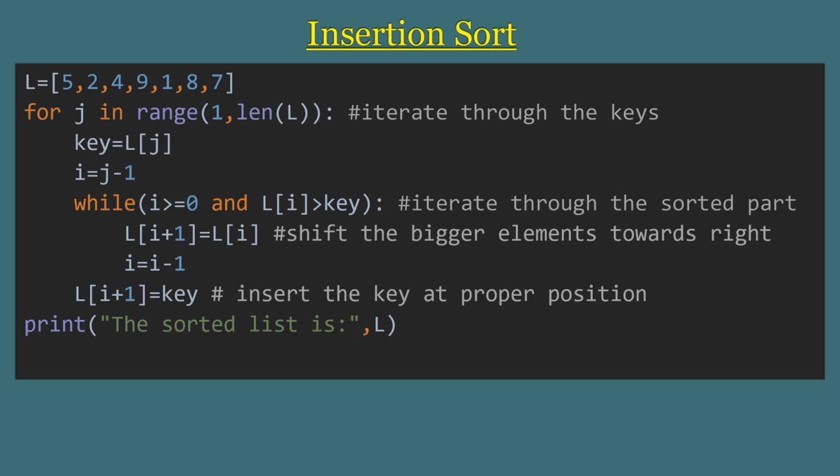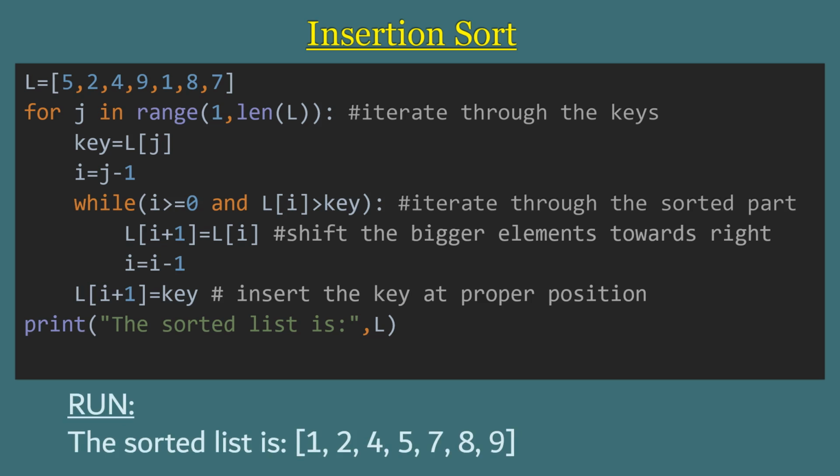Okay, so L of i plus 1 is equal to L of i. That means if the element is bigger in the sorted part of the list, then it will be shifted towards right and i becomes i minus 1. Okay, so this will continue in the while loop until i becomes 0. That means till the first element of the list. Now L of i plus 1 is equal to key. So key will be inserted at its proper position. Now I can see the sorted list is like this. So once you run the program, you will get your sorted list.